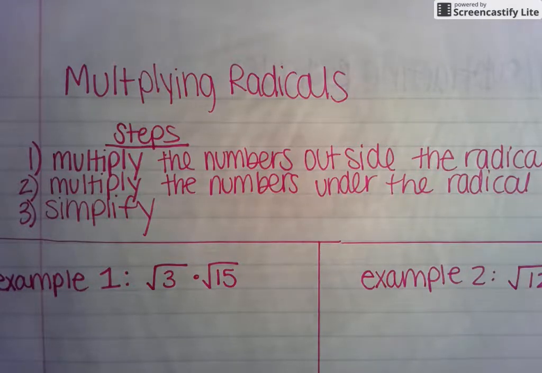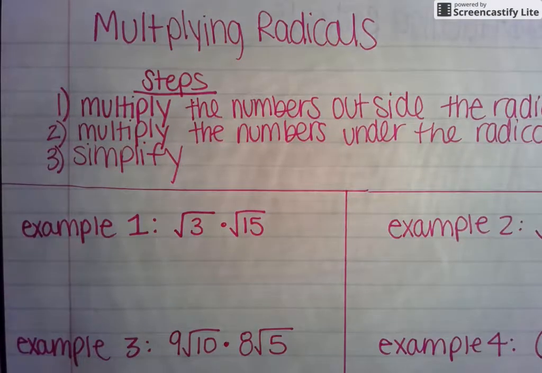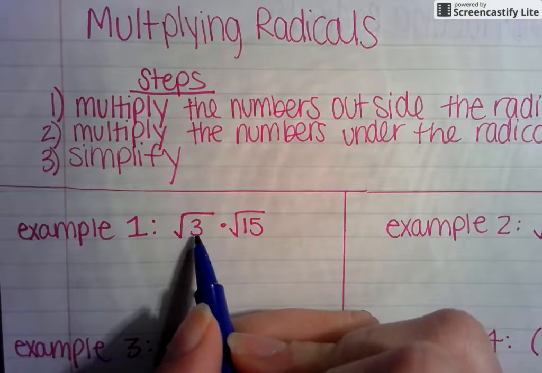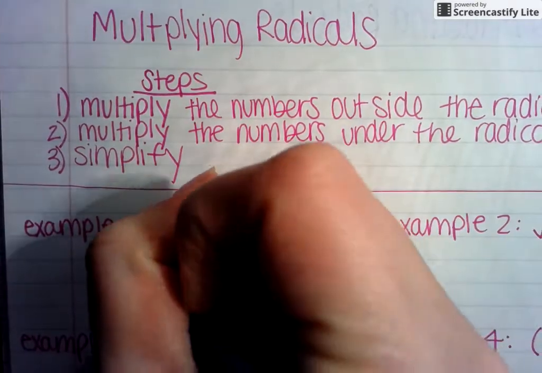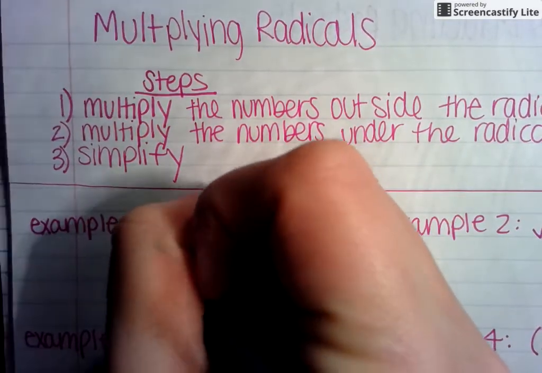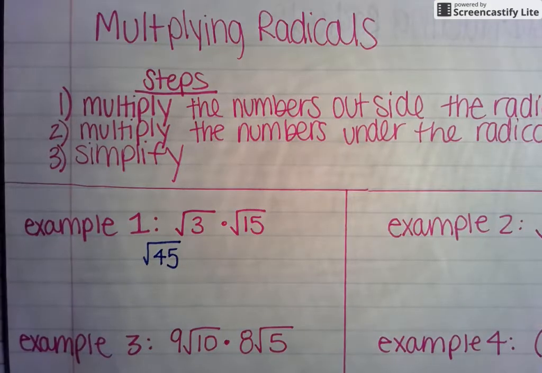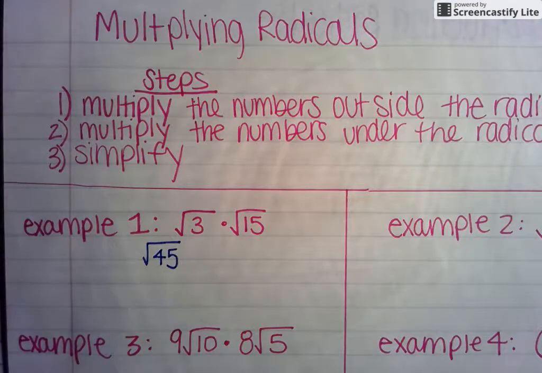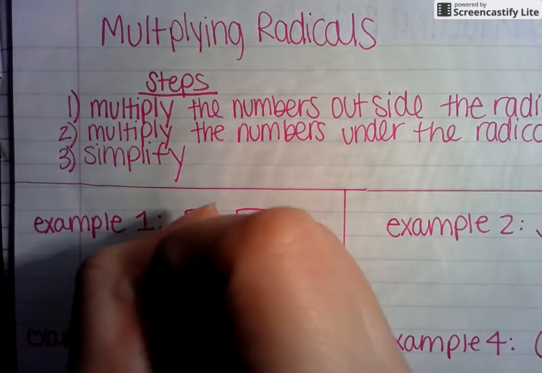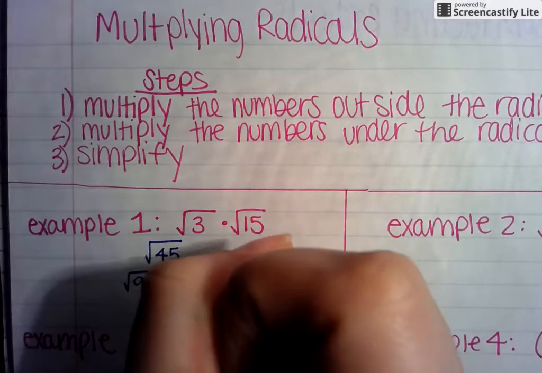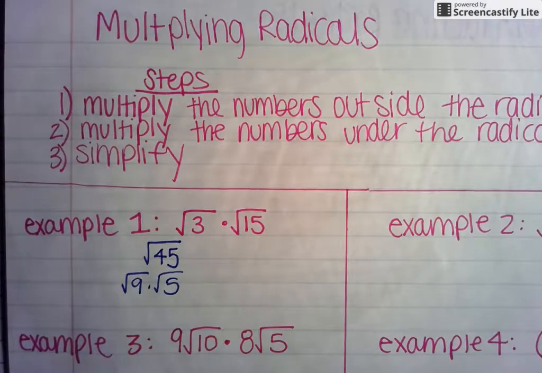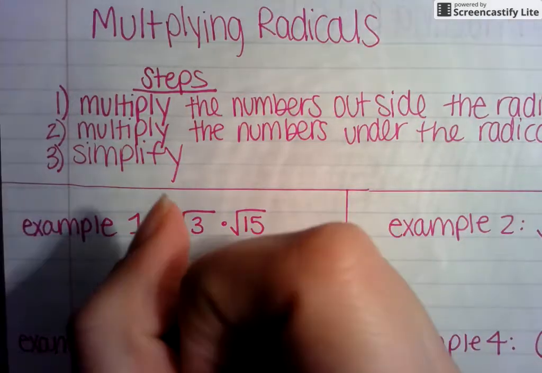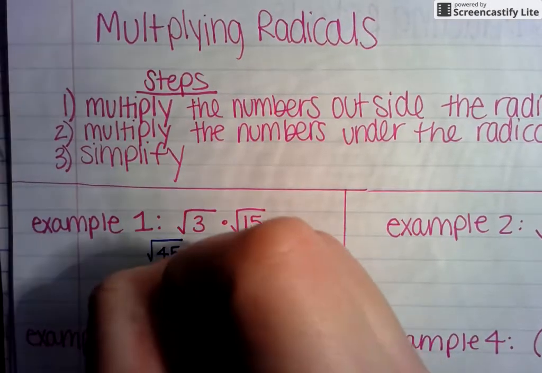So if we look at our first example, we have the square root of 3 times the square root of 15. So what you're going to do is take 3 times 15, which ends up being the square root of 45. And then when you're multiplying, you want to see if you can simplify. So I have the square root of 45, and I know that I can take the greatest perfect square value out, which is going to be 9. So I have 9 times the square root of 5. And then I'm going to simplify, so it would be 3 times the square root of 5.